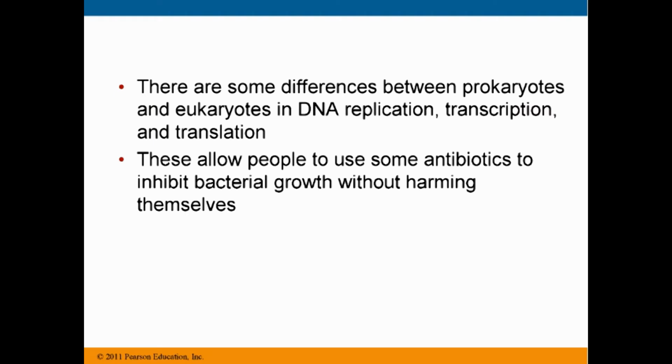Now, there are differences between how DNA makes copies of itself between prokaryotes and eukaryotes. These differences allow us to use those antibiotics and prevent the antibiotics from killing our cells. Okay, so very useful in getting rid of those bacterial infections. But what you need to take home from this slide is that how the cell makes a copy of itself is different in prokaryotes versus eukaryotes.